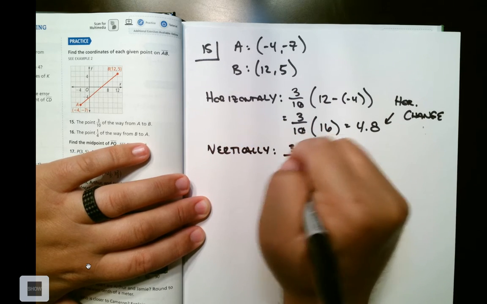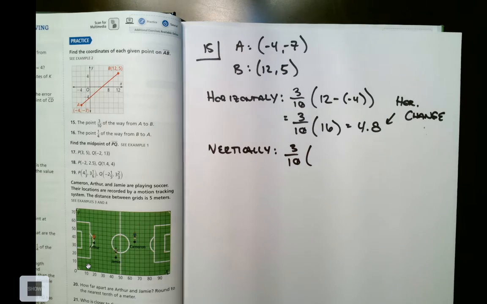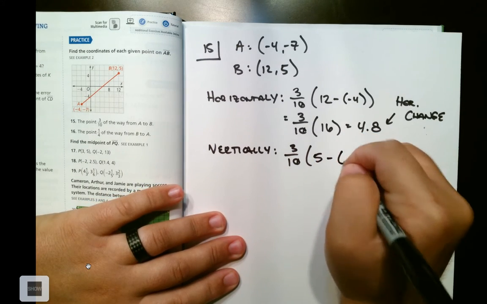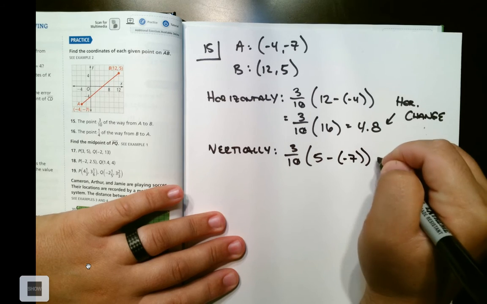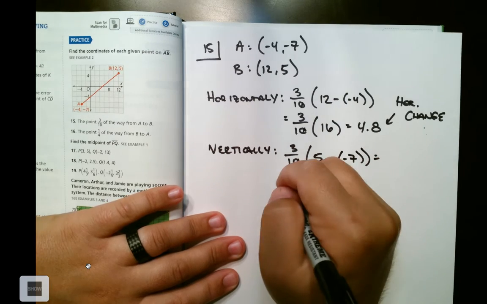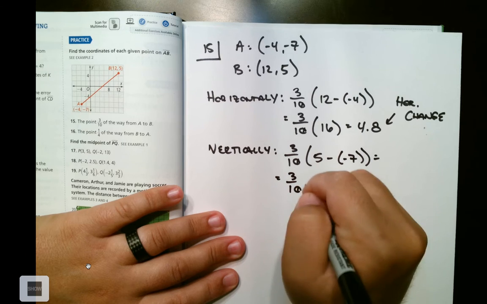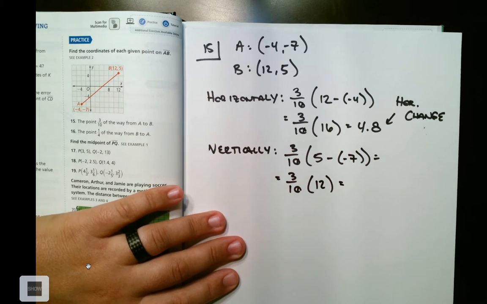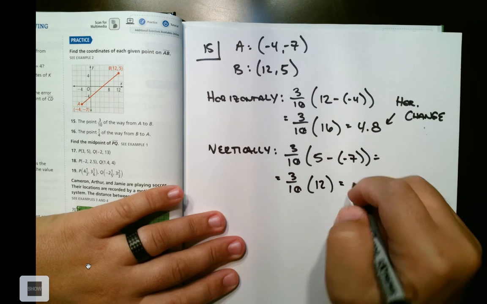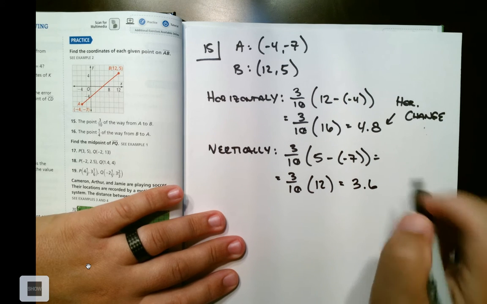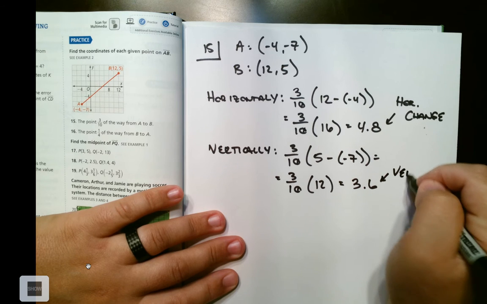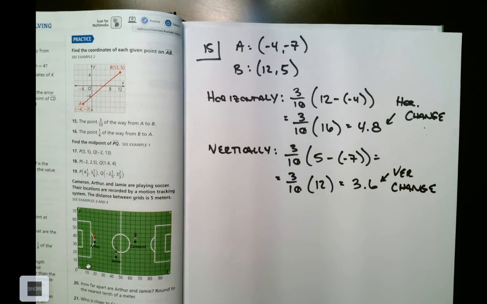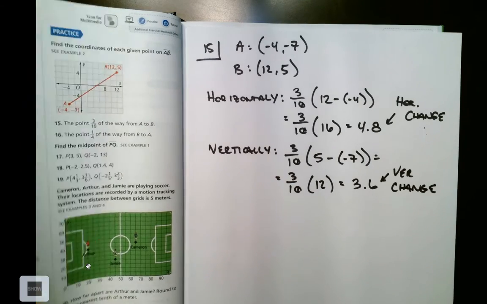And then vertically, I'm again going 3/10 of the way. So vertically, it is 5 minus -7. So 3/10. 5 minus -7 is 12. 3 times 12 is 36. 36 divided by 10 is 3.6. So this is my vertical change. All right. So I got a horizontal change and a vertical change.